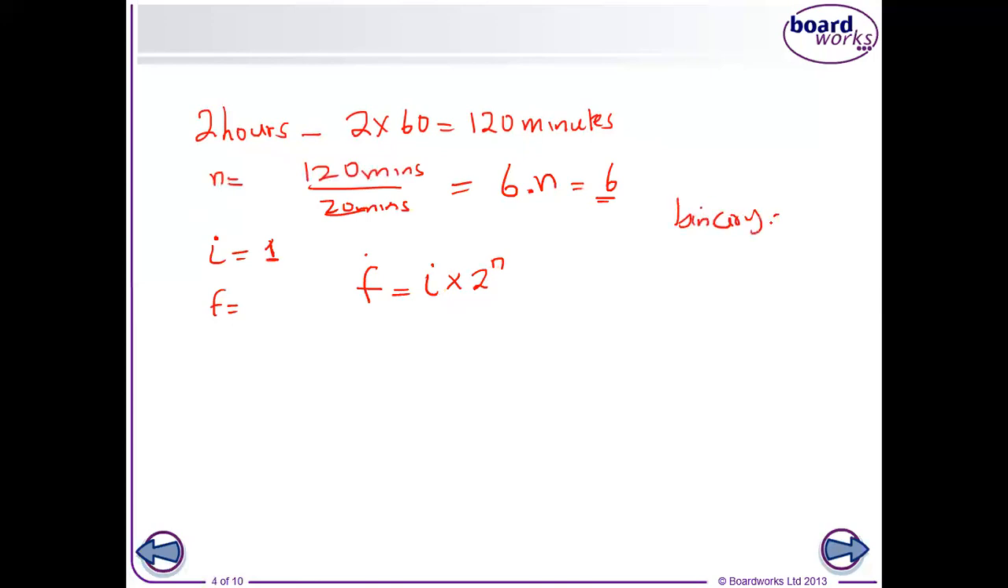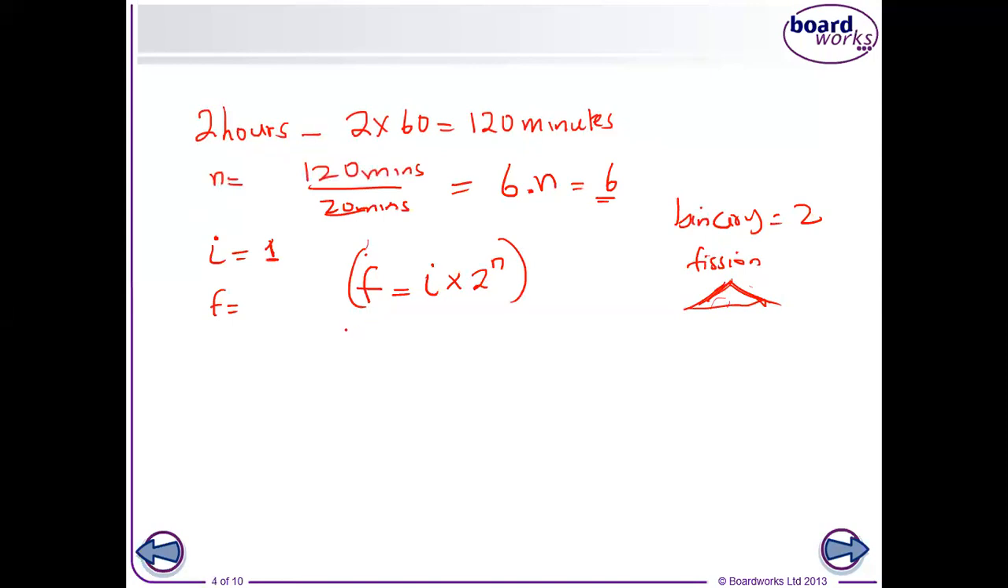Binary means 2. Fission means dividing, splitting. When something comes together, you say it fuses, but when it splits, you say fission. So this is the reason why we're using the 2.